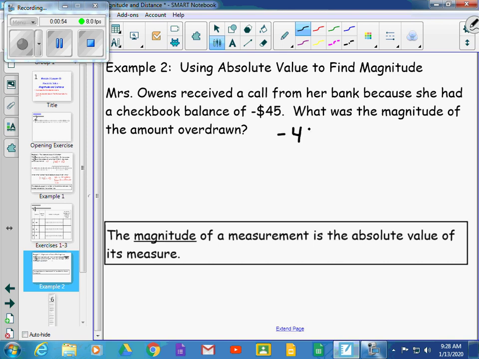We want to find the absolute value of that. And the absolute value of negative 45 is going to be 45 spaces from 0. It's always going to be a positive amount. Now, when we use the magnitude of her amount overdrawn, what we're talking about is how much she overdrew her account. So we would answer this question as Mrs.